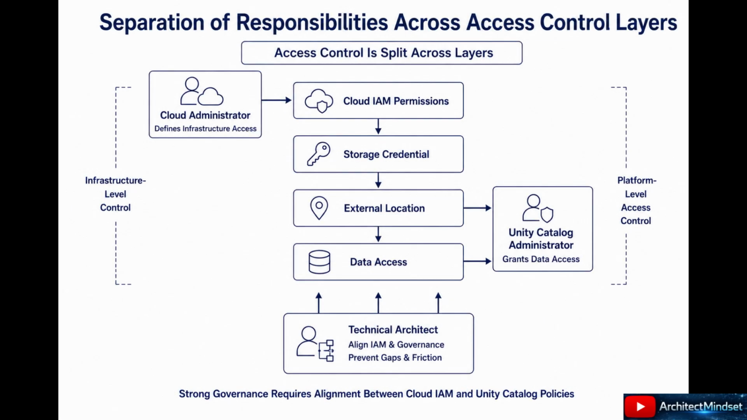Now, this separation is extremely important. Cloud administrators decide what Databricks is allowed to access at the infrastructure level. Unity Catalog administrators decide who inside Databricks can use that access. Technical architects must ensure that these two models are aligned, because a mismatch between the cloud IAM and Unity Catalog permissions can create either security gaps or operational friction.